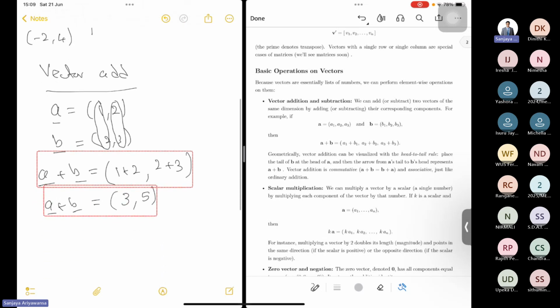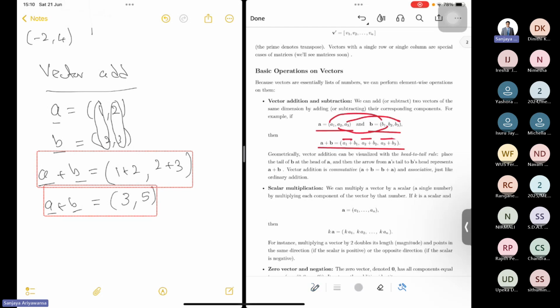Here is a more general form, where I have a vector A denoted by A1, A2, A3, and another vector B given by B1, B2, B3. And then what is A plus B? You simply add A1 with B1, that's what you get here, A2 with B2, that's what you get here, and finally A3 with B3. So that's vector addition.